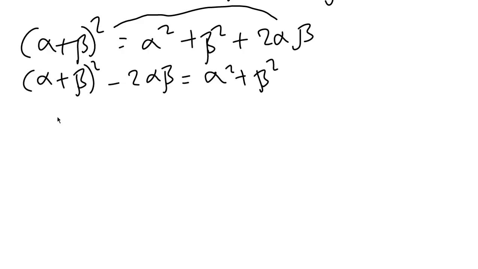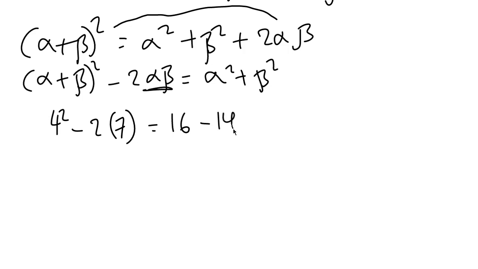Since we say alpha plus beta is 4, right, it will be 4 squared negative 2 into alpha beta, and we got alpha beta as 7, right? So that will be 16 minus, because 4 squared is 16, minus 2 times 7 is 14, right? So that will be 2. That means that the value of alpha squared plus beta squared is equal to 2. So this is a very important identity.